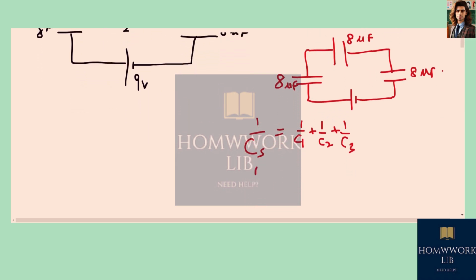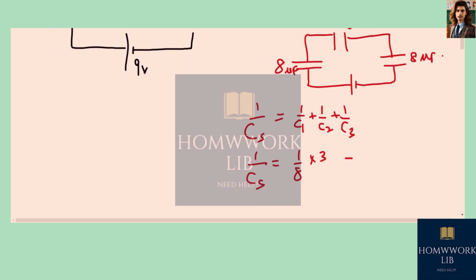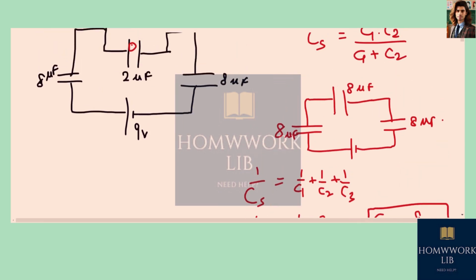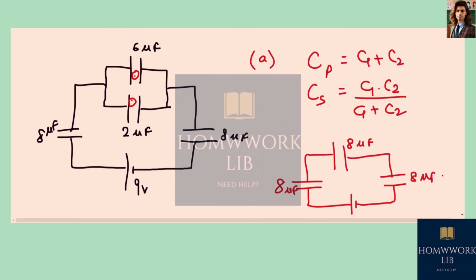So here we put the values, we get 1 by Cs as 1 by 8 plus 1 by 8 plus 1 by 8, so into 3 times. So this gives us the capacitance as 8 by 3. So this is the net capacitance of the given circuit here.